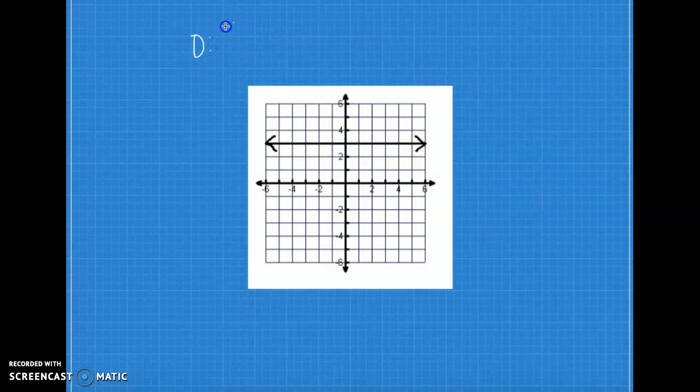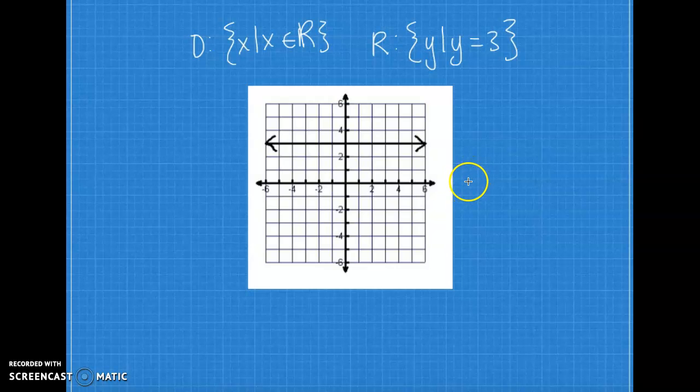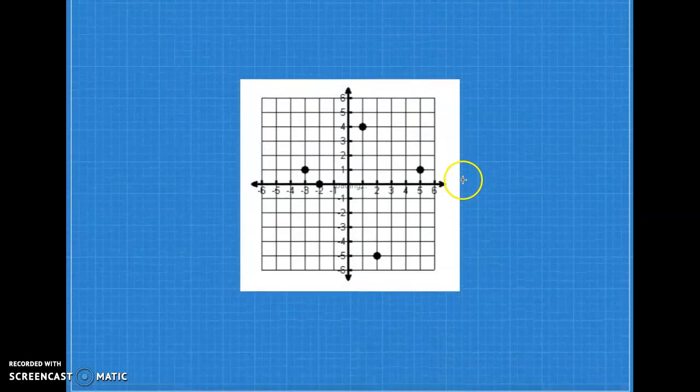Okay, let's talk about domain. So our graph goes forever to the left, forever to the right, hits everything in between. So we would say all real numbers. And then our range, this is one of those very specific ones where the only y value that my graph hits anywhere on here doesn't hit any negatives, doesn't hit 0, 1, 2. It does hit 3, but it doesn't hit anything above 3. So y such that y is only going to be 3. Excellent.